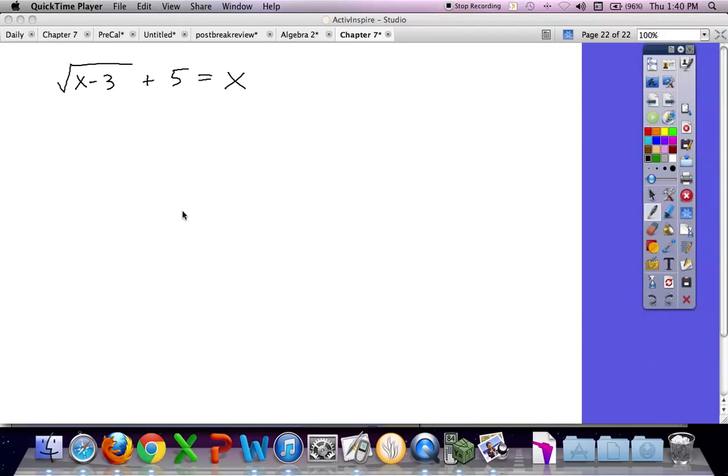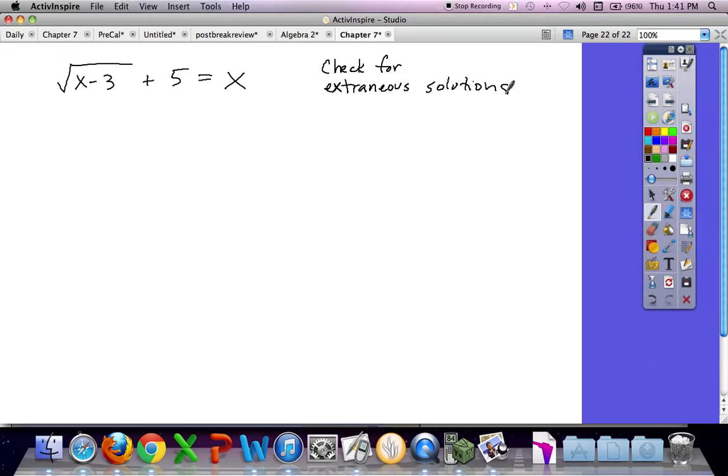This is example 4 on page 387, and we are solving another radical equation. Now, if you notice in the instructions of this problem, it says check for extraneous solutions. Okay, we'll see what that means when we solve this problem.